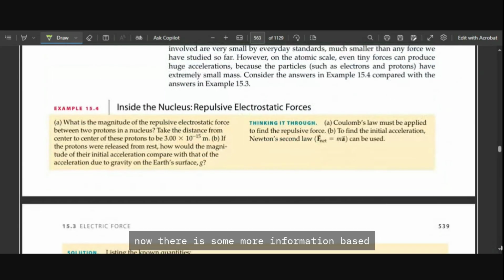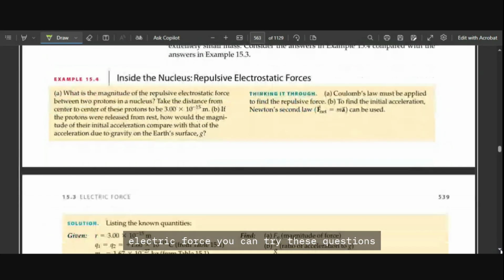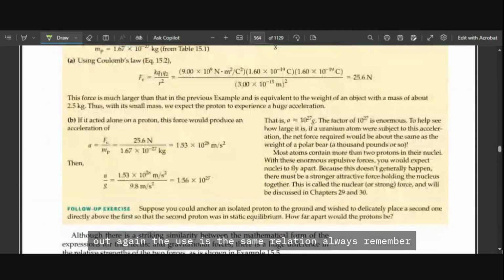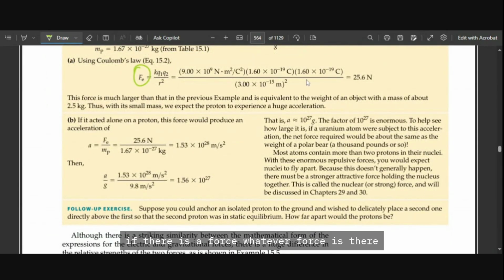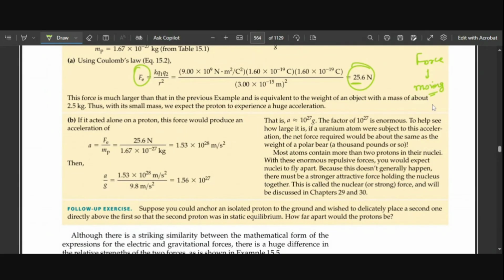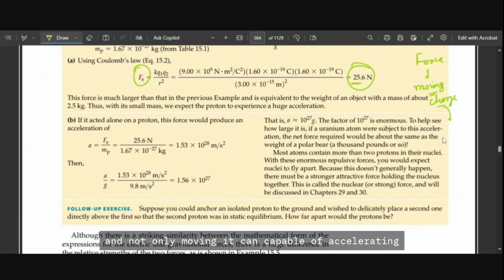Now there are some more information-based questions. Inside the nucleus, there is a repulsive electric force. You can try these questions out. Again, they use the same relation. Always remember, whatever force is there, this force is capable of moving an object. In this case, the objects are charged particles. So it is capable of moving a charged particle, and not only moving, it is capable of accelerating a charged particle. It can actually give acceleration to a charged particle.